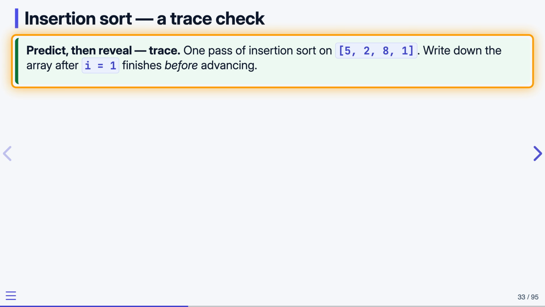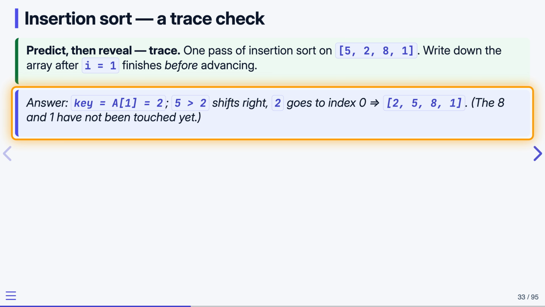Predict, then reveal. One pass of insertion sort on the array 5, 2, 8, 1. Write down the array after I equals 1 finishes before you advance. Here is the answer. The key is at index 1, which is 2. 5 is greater than 2, so 5 shifts right and 2 goes to index 0. The array is now 2, 5, 8, 1. The 8 and the 1 have not been touched yet.